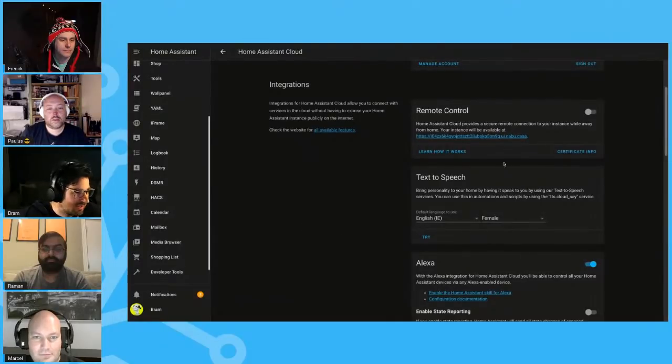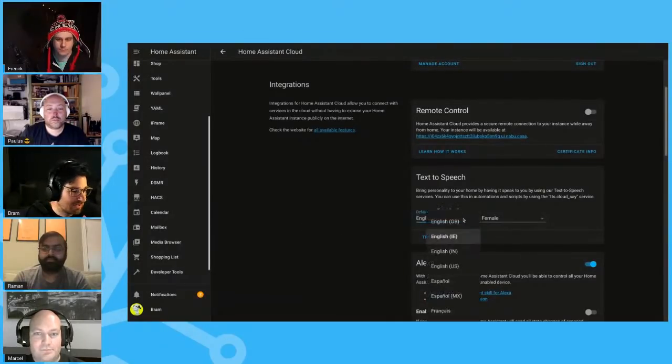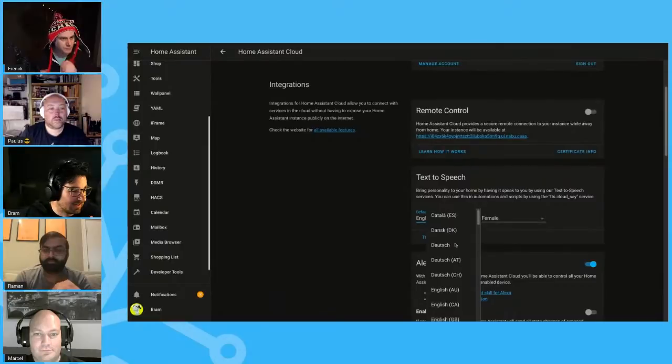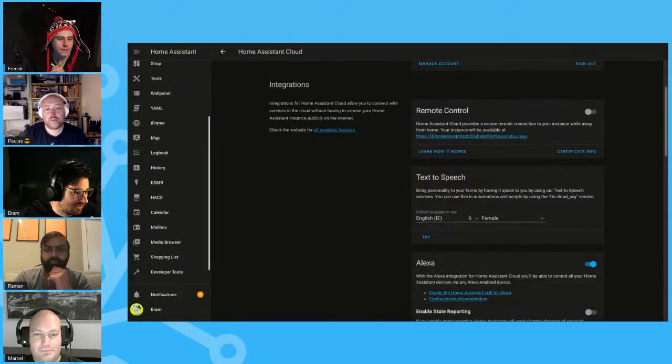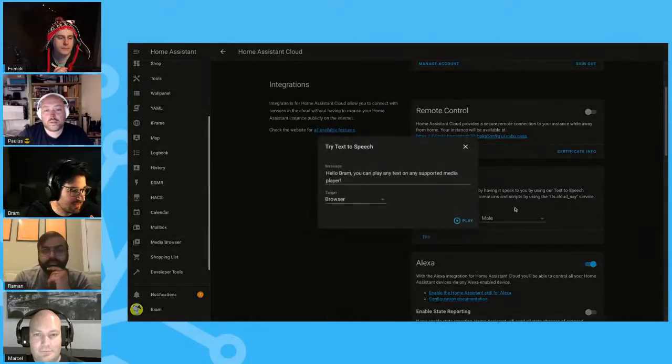Yeah. So this is the configuration, so I can pick a language. We have a lot of languages. And for some languages, not all, we have male and female. And if I press try, we get a sample text here. Is audio also shared, by the way? We're gonna find out. Just press play.